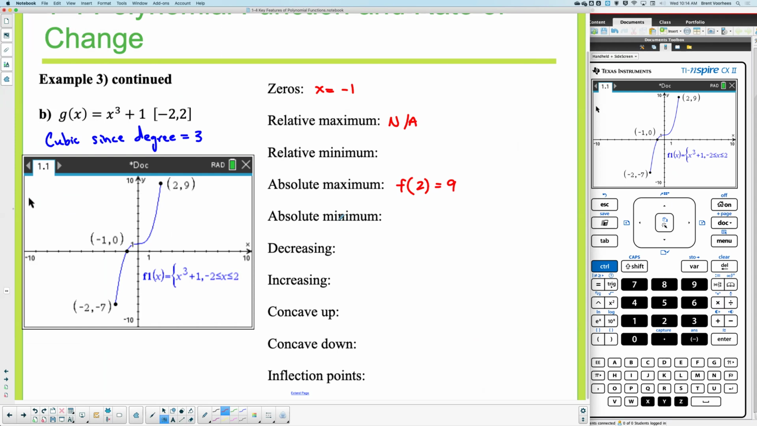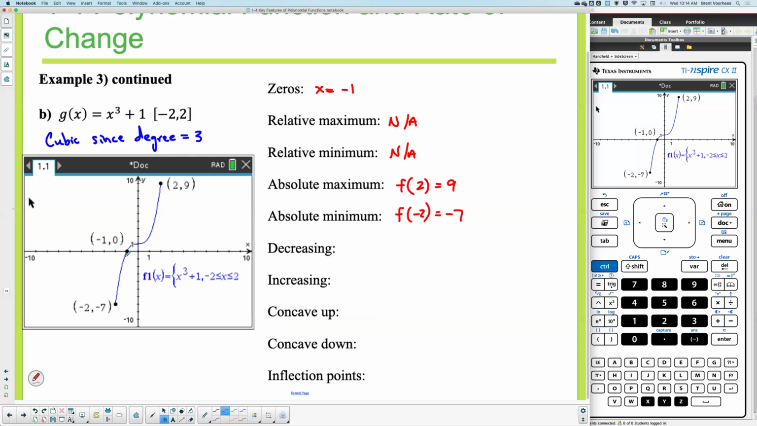Did this graph have a minimum? What type of minimum did it have? An absolute. So it's f of -2, whoops, -2, which equaled... We did not have a relative.